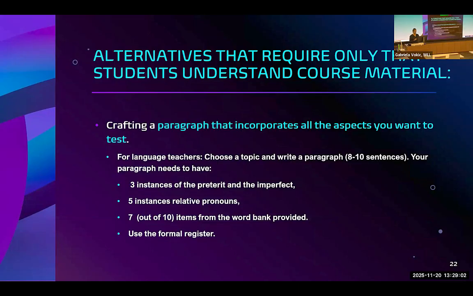But it's not any old paragraph, because that would be hard to grade. I want to specifically see that you have, let's say, 3 instances of the preterite and the imperfect. I don't know, 5 instances of definite articles and 7 of indefinite articles, 5 instances of relative pronouns. And you have to have 7 out of the 10 vocabulary items from the word bank that I already provided. You have to use the formal register, right? And again, this is something that you can tailor to whatever you want to test.